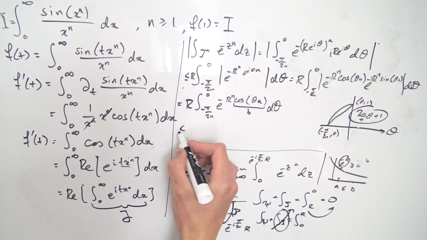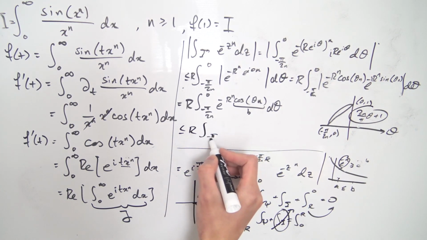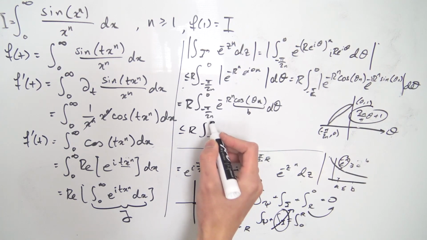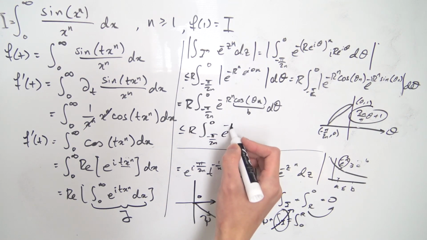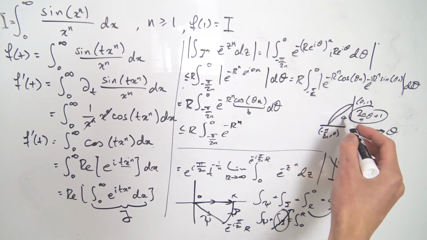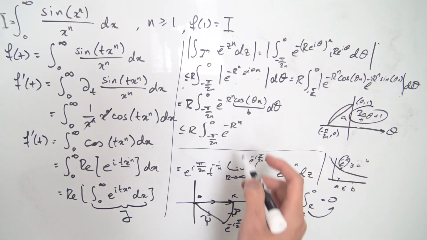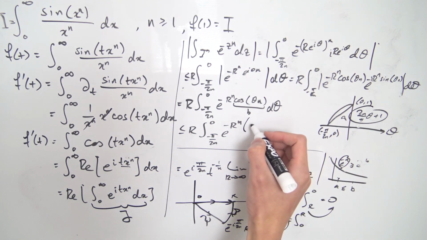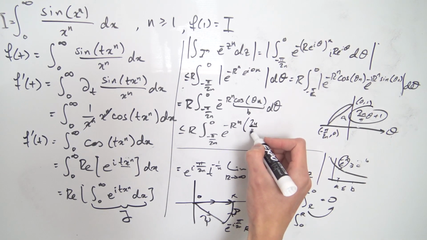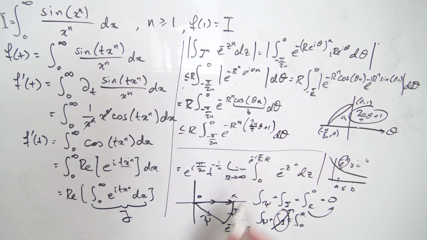So this is now less than or equal to r times the integral from minus pi over 2n all the way up to 0 of e to the minus r to the n. And let's do that replacement right there. Remember, this line is kind of like a. So a is less than b. That means e to the minus a is greater than e to the minus b. So now we just have 2n over pi times theta plus 1, like so.